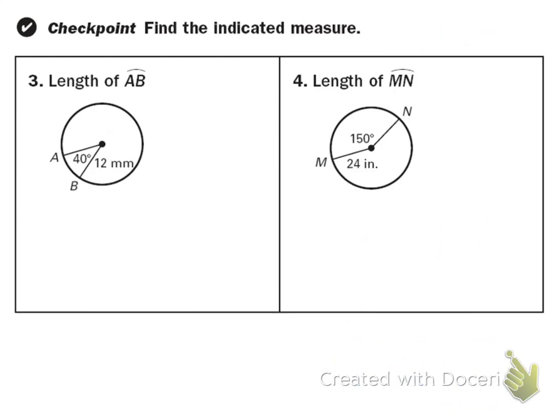Alright, if you solved checkpoint 3 correctly, you should have found that the length of arc AB is approximately 8.38 millimeters. If you solved checkpoint 4 correctly, you should have found that the length of arc MN is approximately 62.83 inches.